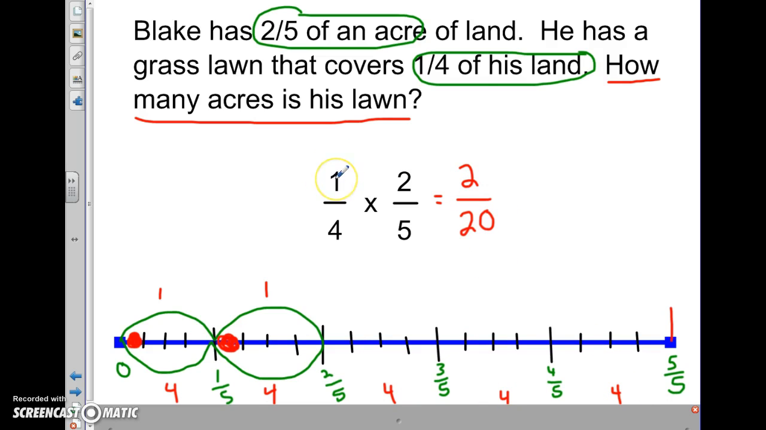We can, using the algorithm we've learned in multiplying fractions, multiply across to check whether this line plot representation works. 1 times 2 is 2, 4 times 5 is 20. How could I write 2/20ths in lowest terms? Well, I know they're both divisible by 2. If I divide 2 by 2, I get 1, and if I divide 20 by 2, I get 10. So 1/10 would be the answer in lowest terms.